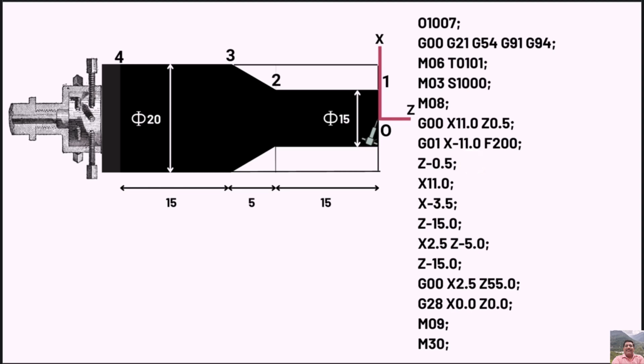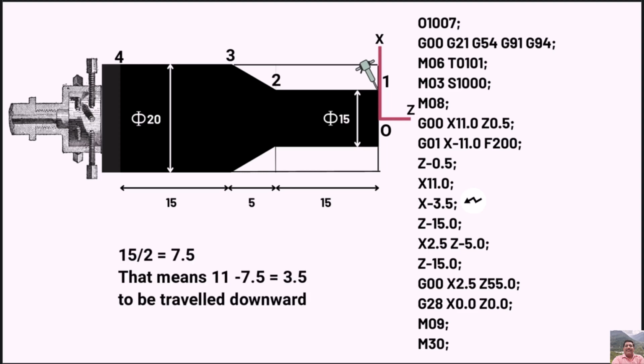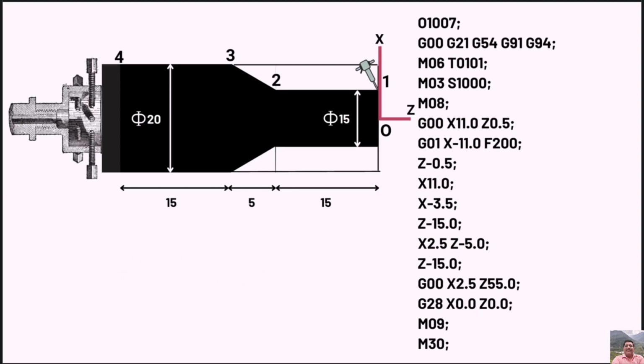Now to get into point 1 here, first we have to get the tool 11 mm above the datum and then 3.5 mm down. This is done because 15 mm diameter has to be maintained till 15 mm length span. So half of 15 is 7.5, that means 11 minus 7.5 or 3.5 mm has to be travelled down. Now we have to get to point number 2.